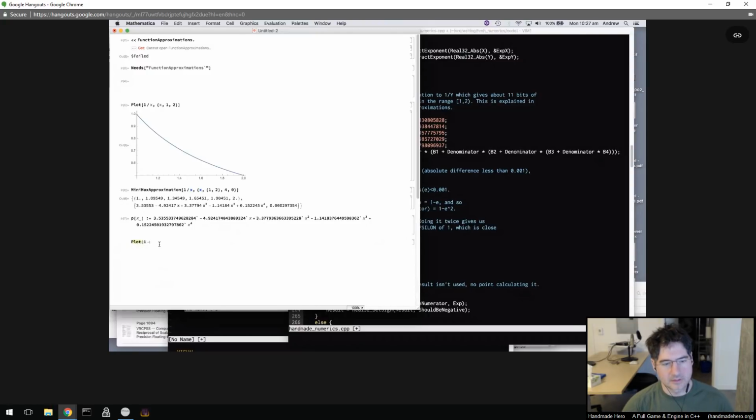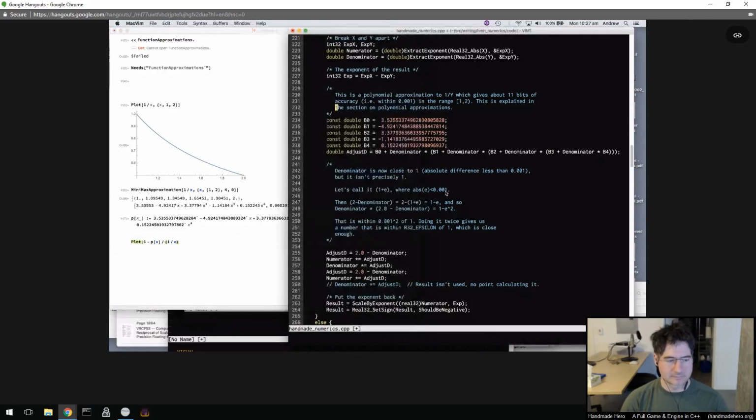But if we plot... could you explain what you mean by relative versus absolute error? Okay, so the absolute error is, if you like, a minus b, whereas the relative error is a minus b divided by the magnitude of a or b. So the absolute error might be, it's good to within 0.001, whereas the relative error might be, it's good to within 0.1. Yep.